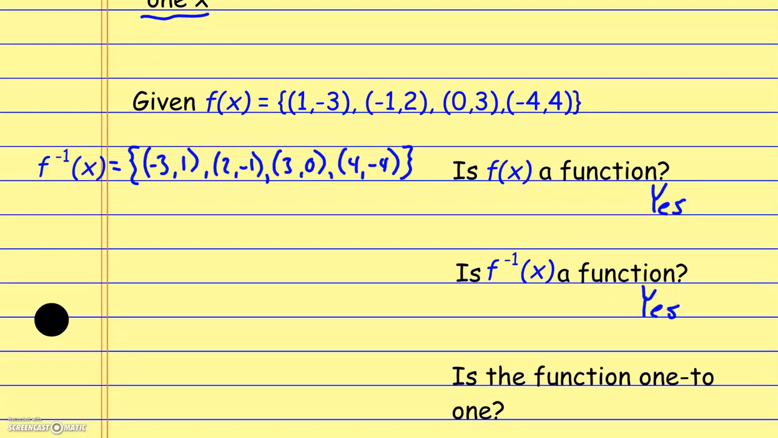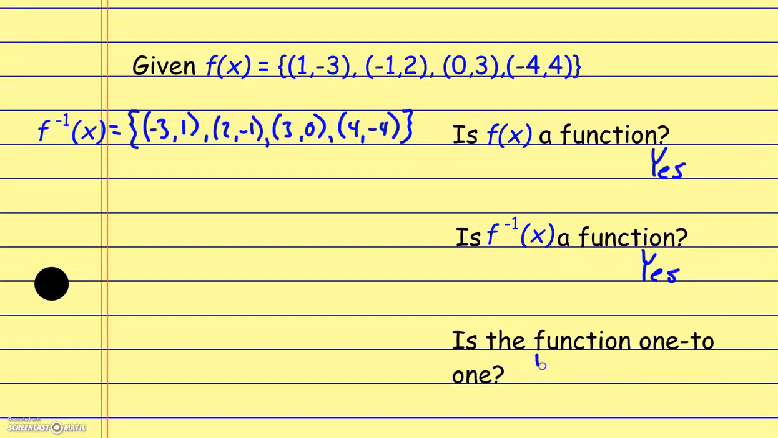And then the question is, is the function one-to-one? And the answer is yes, it's one-to-one because the original was a function and the inverse is a function. Or you can do that same test that we do for functions. I look for repeated x values. There are none. So that makes it a function. To take it a step further to determine one-to-one, look for repeated y values. There are none, so it's also one-to-one. Okay?